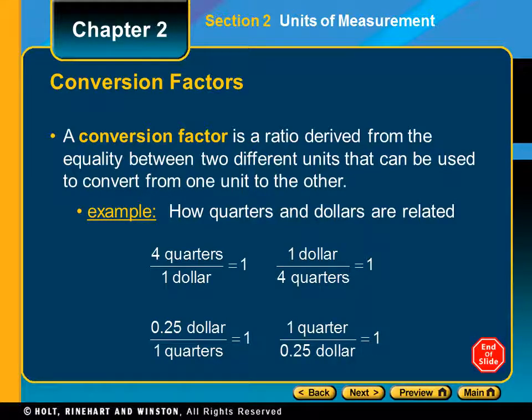And we can write those equalities out. 4 quarters equals $1. So 4 quarters over $1 equals 1. $1 over 4 quarters equals 1. We also can write it out. $0.25 over 1 quarter equals 1. And 1 quarter over $0.25 equals 1. By understanding that equality, we can then create these factors that will allow us to convert.